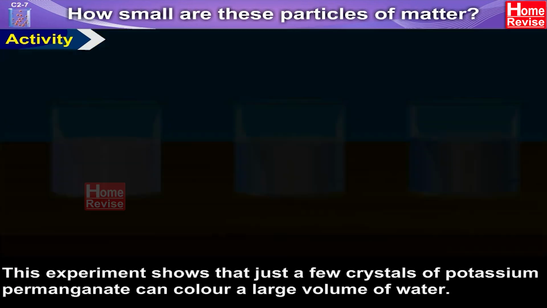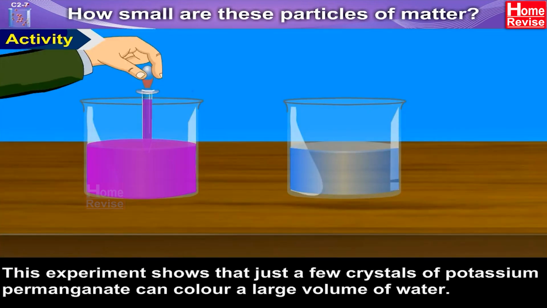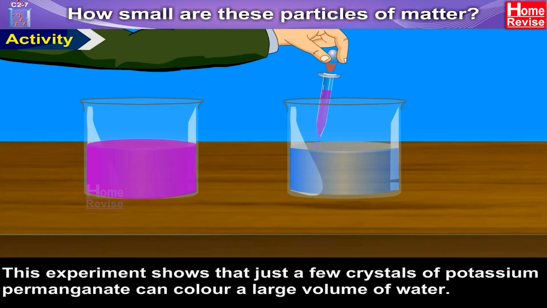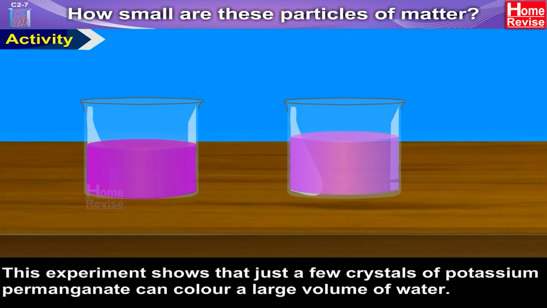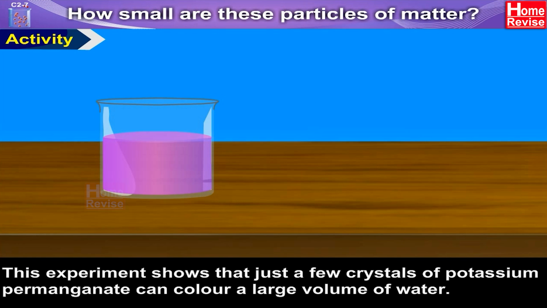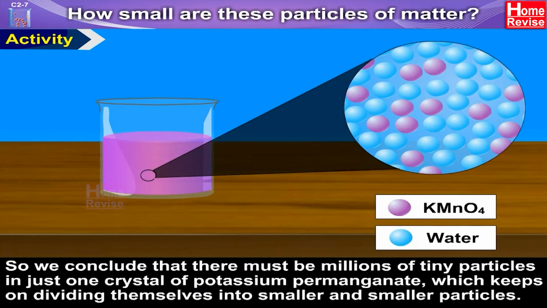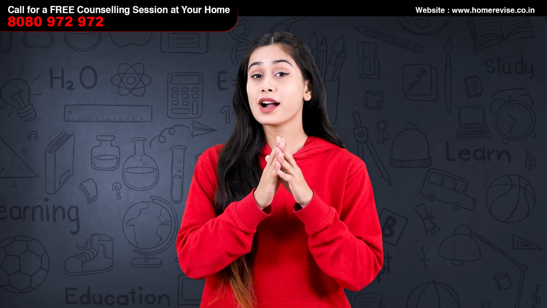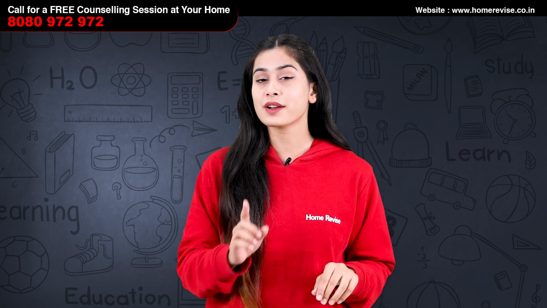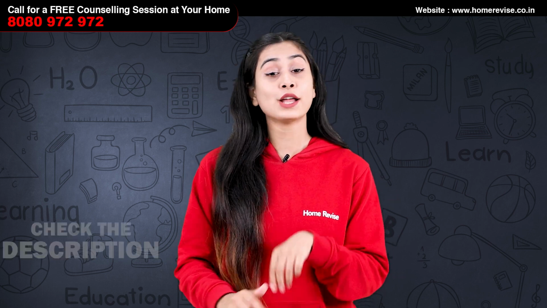So what this experiment shows is that just a few crystals of potassium permanganate can color a large volume of water. So we conclude that there must be millions of tiny particles in just one crystal of potassium permanganate, which keeps on dividing themselves into smaller and smaller particles. Is it not so?